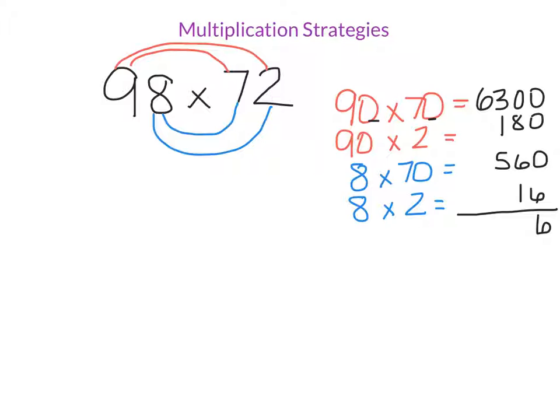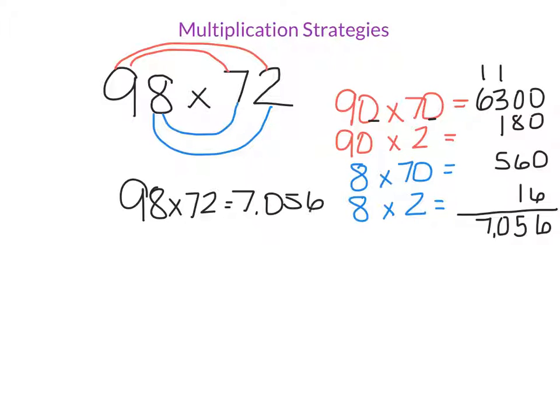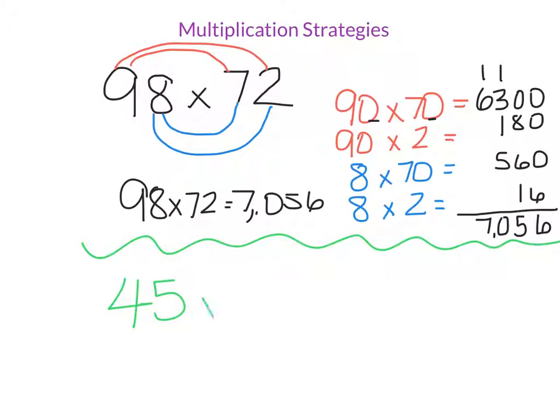6, 7 plus 8 is 15. 3, 4, 5 plus 5 is 10. 6 plus 1 is 7. So 98 times 72 equals 7,056. Okay. All right. Pause the video, and I want you to try to do, let's go with 45 times 38. Do that one on your own, and then come back and check your work.